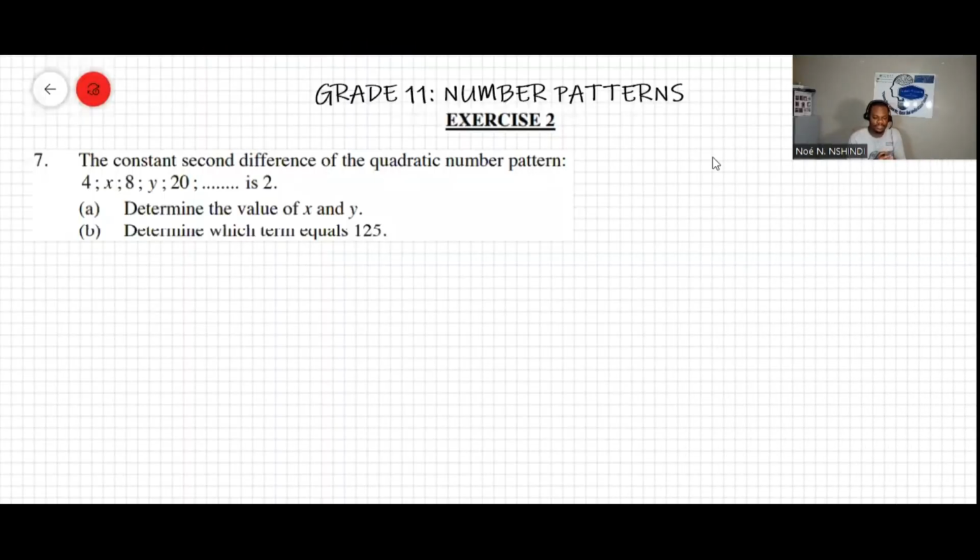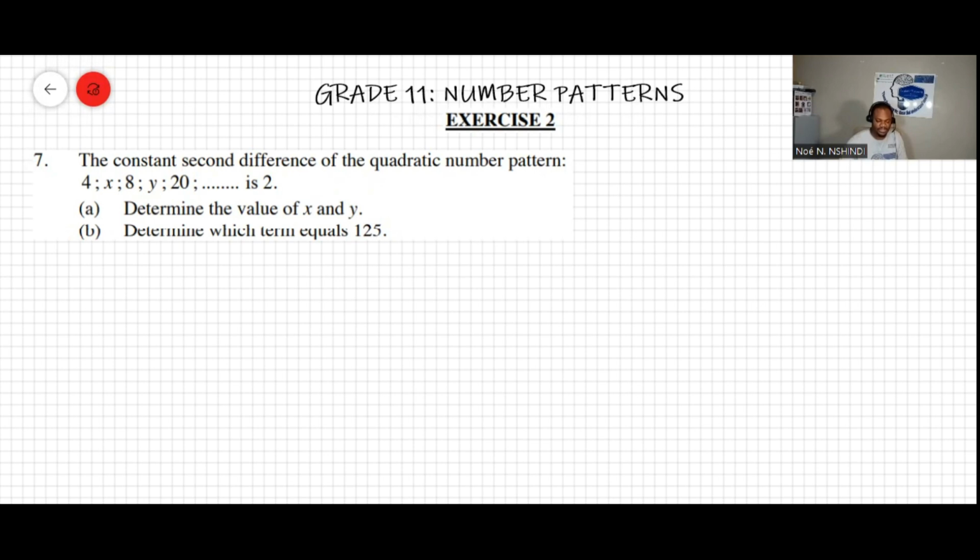Well, we have another question here, question 7. The question says that the constant second difference of the quadratic number pattern is 2. A says determine the value of x and y. B, determine which term equals 125.